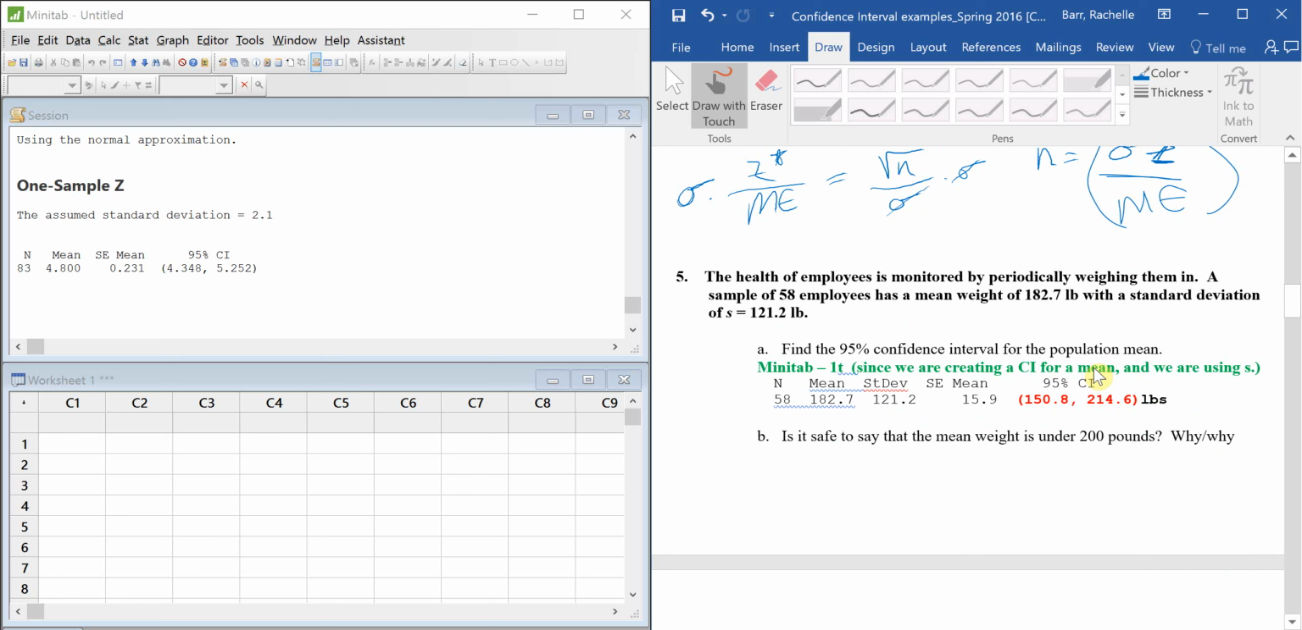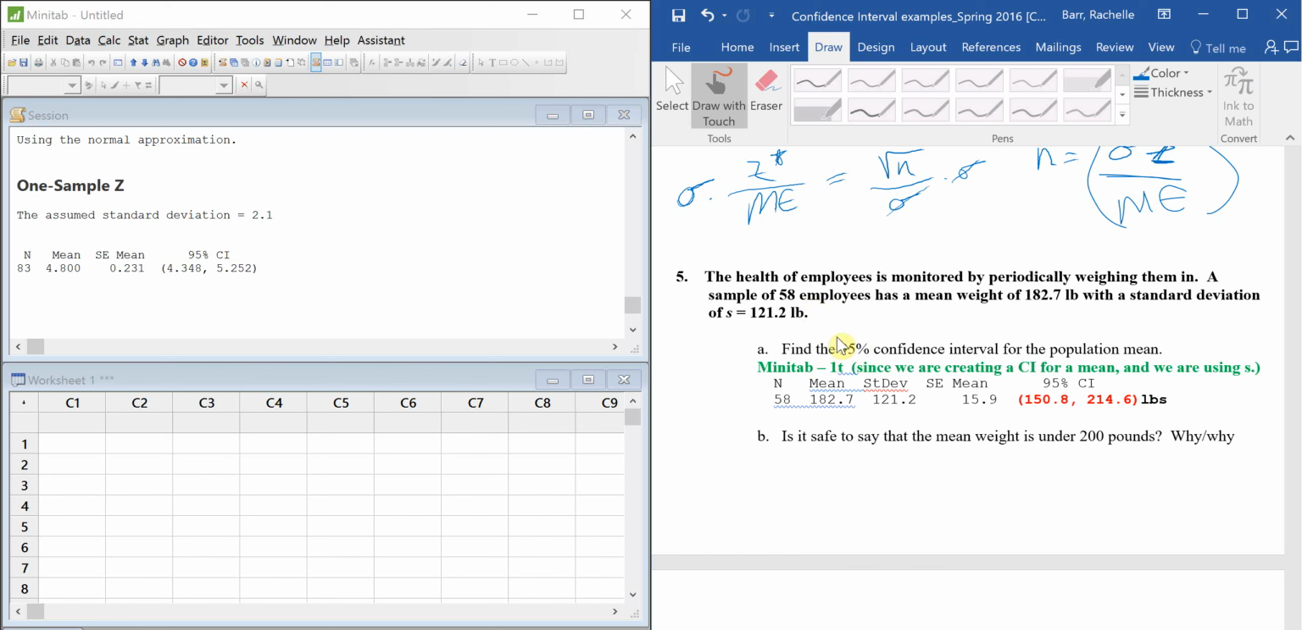Alrighty. Moving on to number 5. Okay, so let's suppose now you have a sample of health employees that are monitored by periodically weighing them in, and a sample of 58 of them, I should have started with that, sorry I said sample earlier, has a mean weight of 182.7 pounds with a standard deviation of 112.2. So a couple things worth noticing here. Notice that that's little s, so that tells us this is the sample standard deviation, not the population one. So we immediately should think, oh, I'm probably going to be using t, not z.